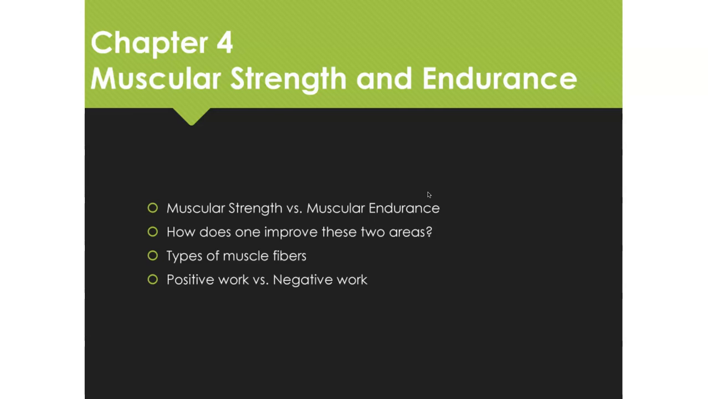The last thing that we talked about for chapter 4 that I want you to remember is positive work versus negative work. Positive work is also known as concentric work, and that is when the muscle shortens during movement against gravity or resistance. Negative work is also known as eccentric work, and this is where the muscle lengthens during movement against gravity.